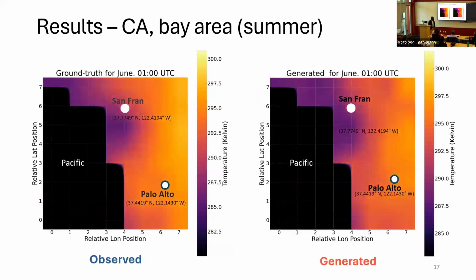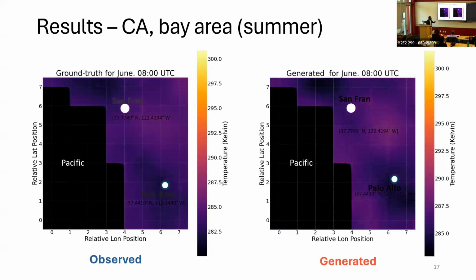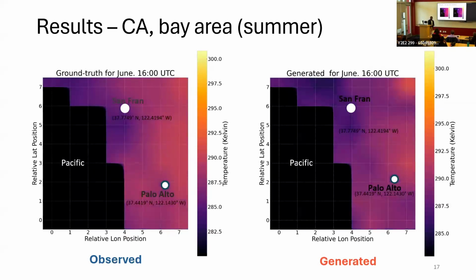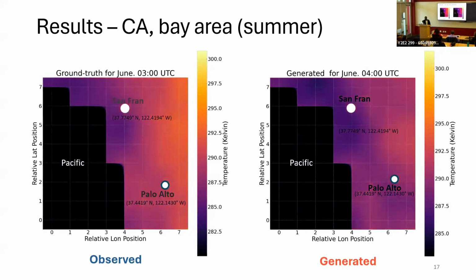Now I'll show some results. So here are videos of one example from the model. The left is the observed, the right is the generator. And you observe that the model is capturing the spatial pattern, but also capturing the temporal structure within the data set. I'll sip some water.